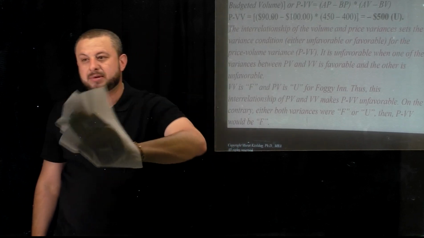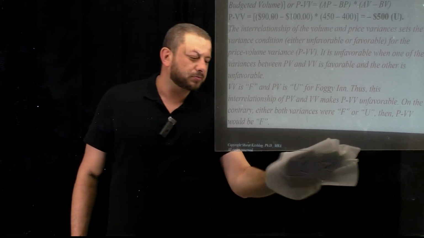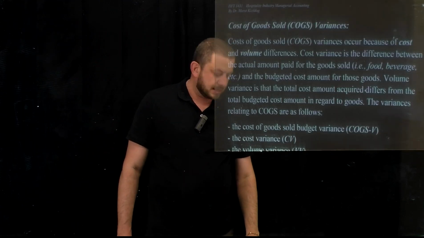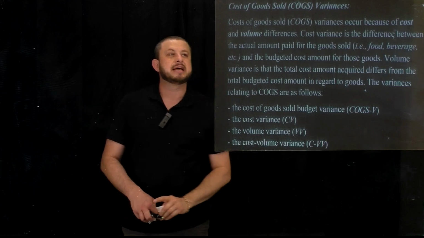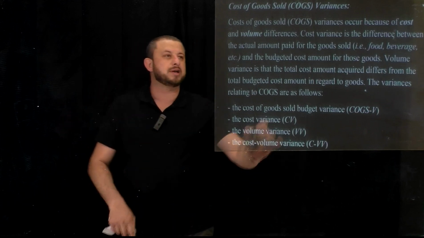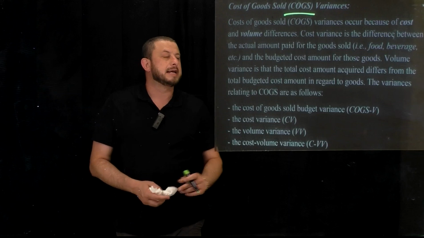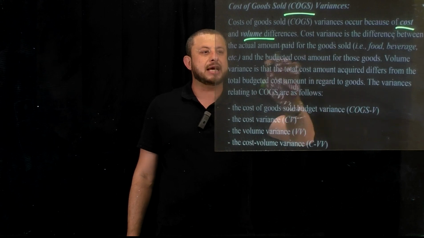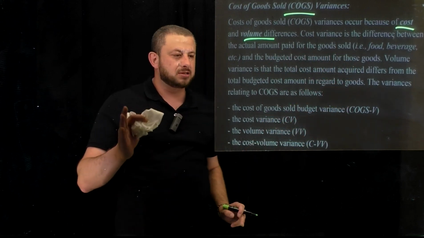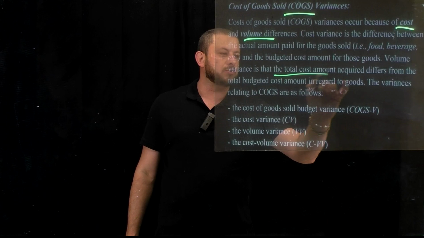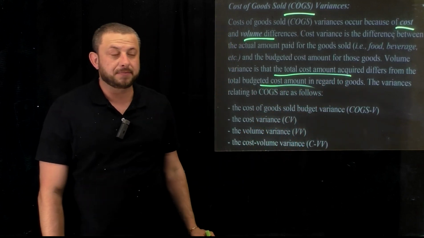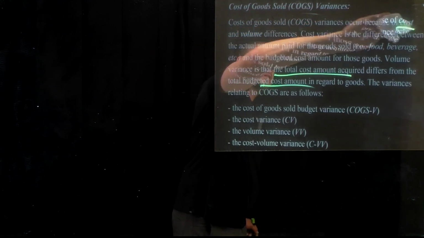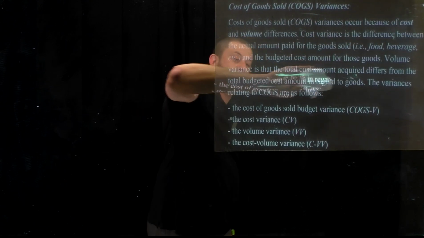Okay, so I just took my time a little bit to deliver the content, but this is exactly what we're going to do for the expenses as well. For the expenses, we have two expenses. First one is the cost of goods sold, guys. Cost of goods sold occurs because of cost and volume differences. Cost variance is the difference between the actual amount paid for the cost of goods sold and the budgeted amount, and the volume difference is the total cost amount minus the budgeted cost amount. So we are going to analyze this based on the cost and volume differences.